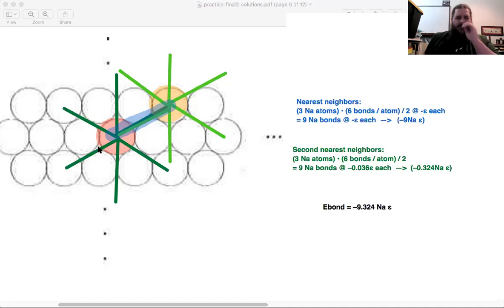So anytime we're drawing bonds and they overlap, just divide by 2? Yeah, if you've specifically drawn the same bond twice. Okay. Got it. Any other questions on that?